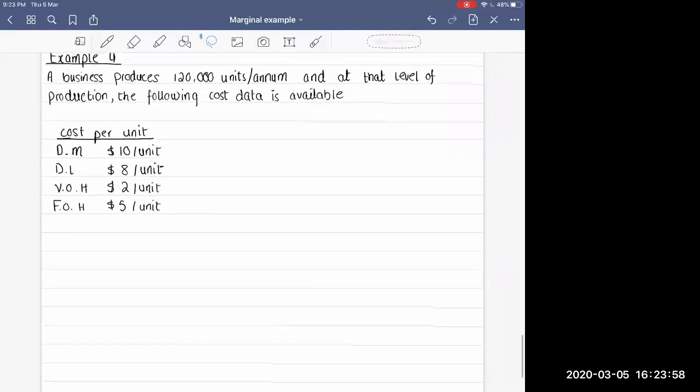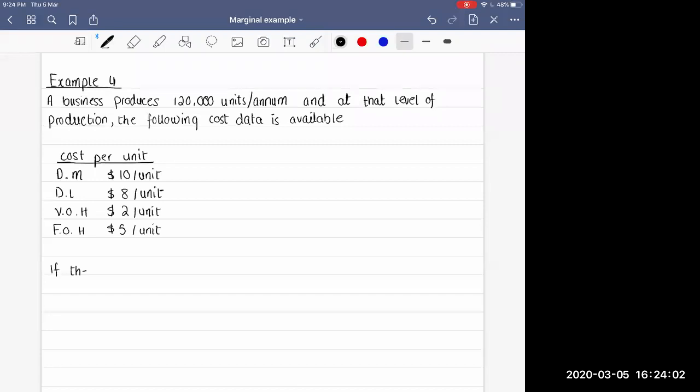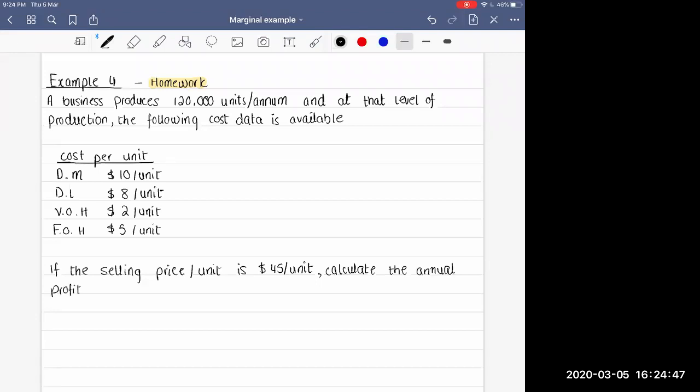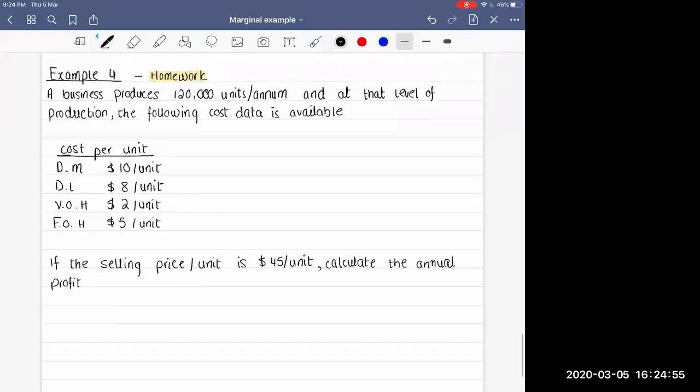If the selling price per unit is $45 per unit, calculate the annual profit.